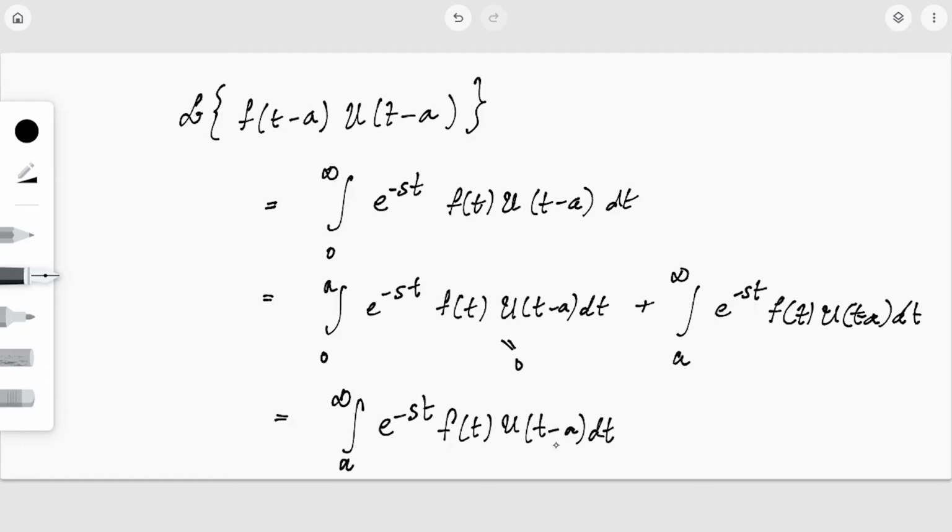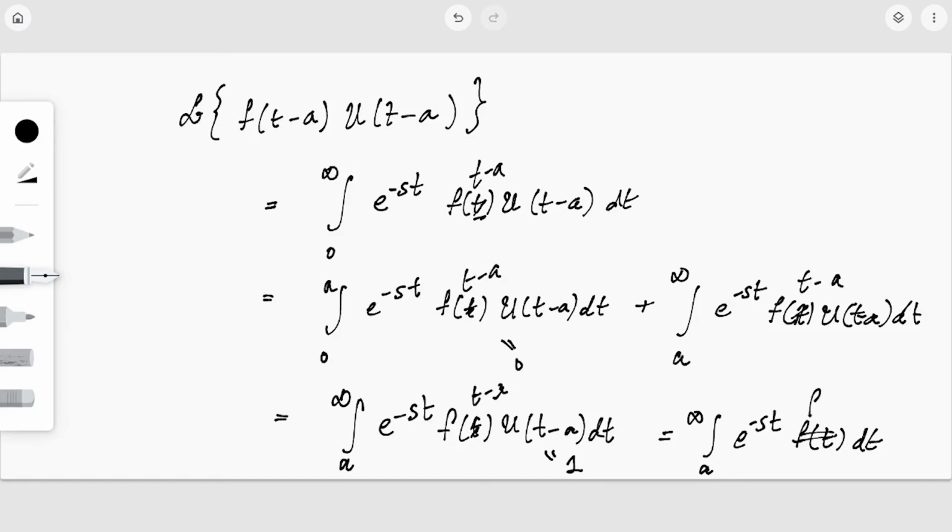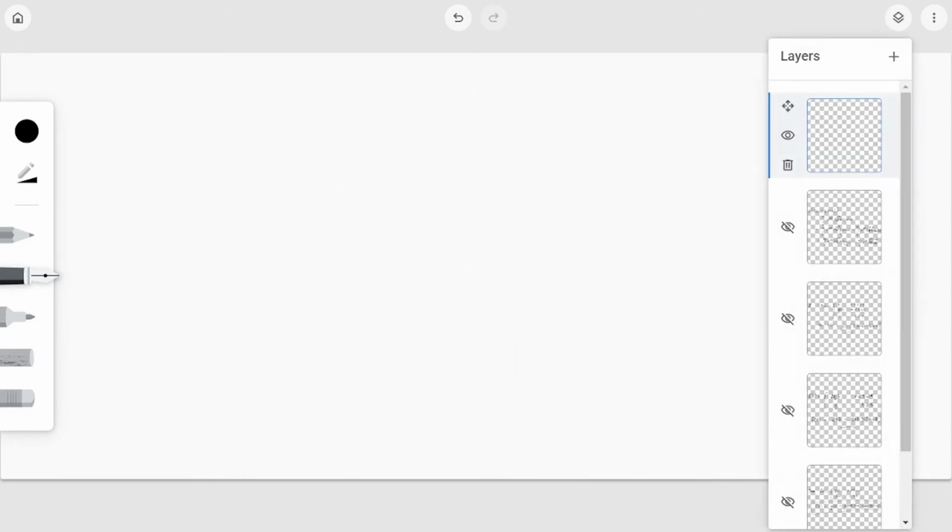And this also will be equal to 1 in a to infinity. So this is nothing but the integral from a to infinity of e raised to minus st into f of t minus a, sorry, it is t minus a, because that was the given function, f of t minus a, dt. Okay, so let us see how we can prove this to be the Laplace transform.